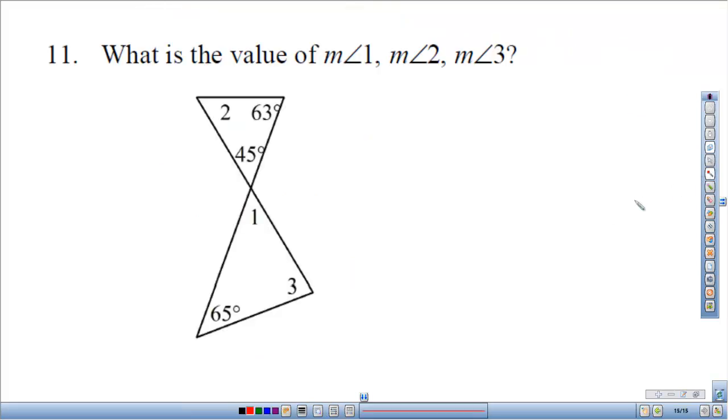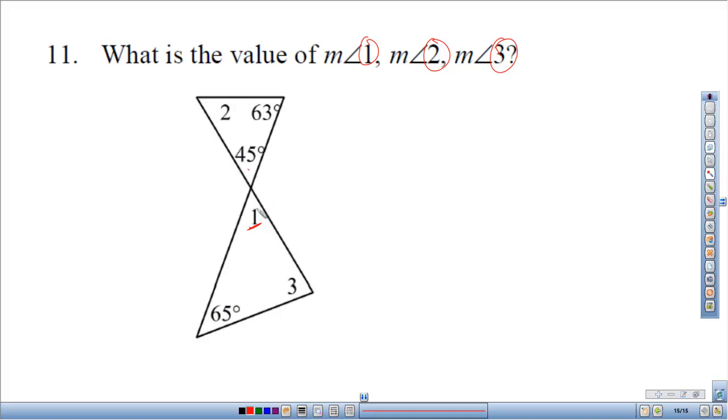All right, number 11. They give us these two triangles that are kind of connected, and they want us to figure out the measure of angle 1, the measure of angle 2, and the measure of angle 3. Probably this will use some angle relationships that we learned about back in semester 1, so hopefully those are still floating around there in your brain. Let's kind of do them in order. So the first one they want is angle 1.